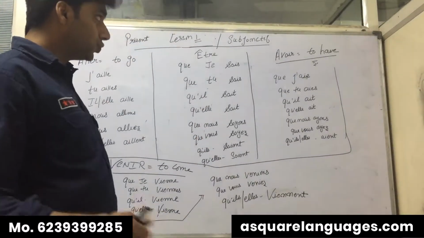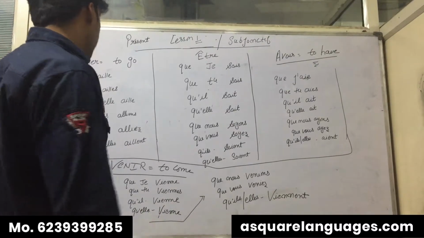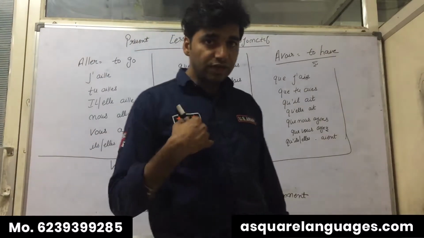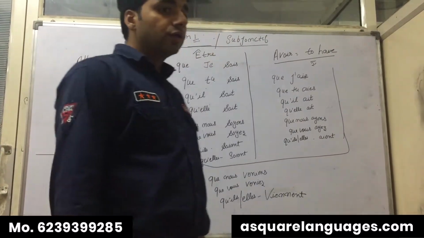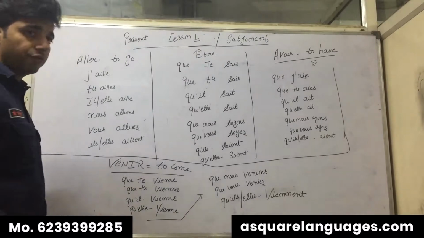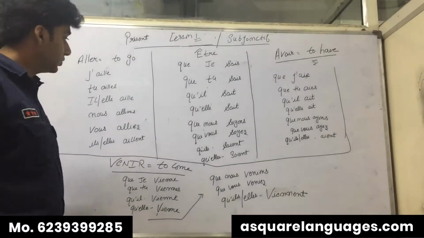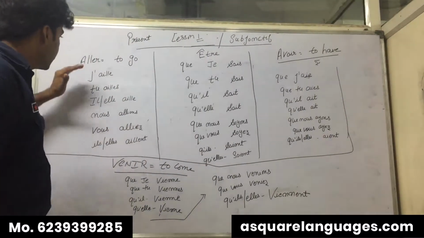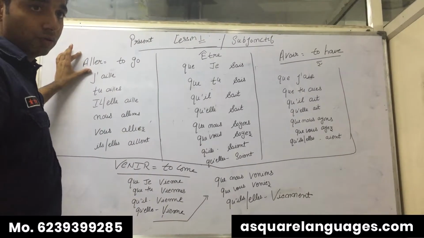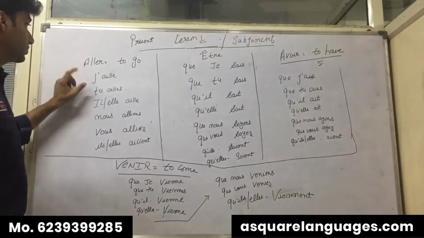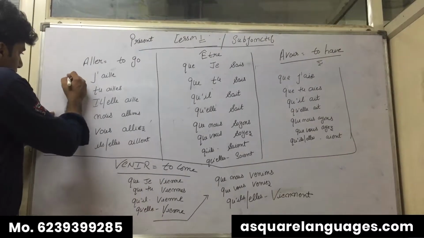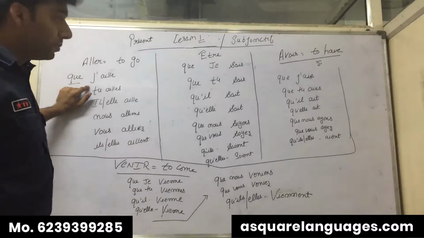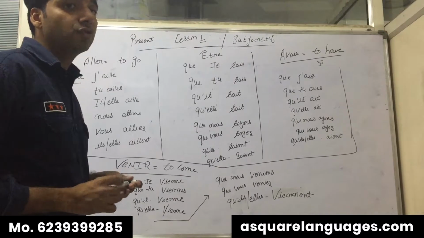Now we do the conjugation of the subjunctive today. Basically, guys, aller is to go. My present is je vais, tu vas, nous allons, vous allez, ils vont, elles vont. But the subjunctive of aller is que j'aille.